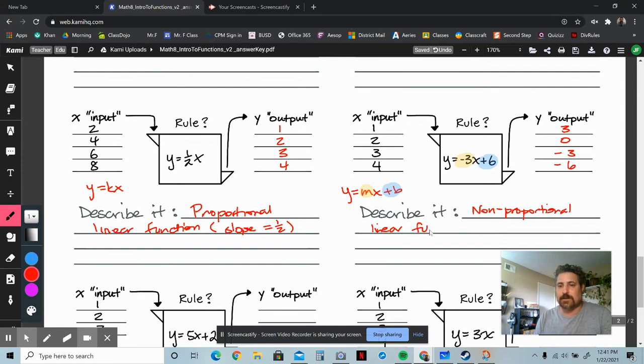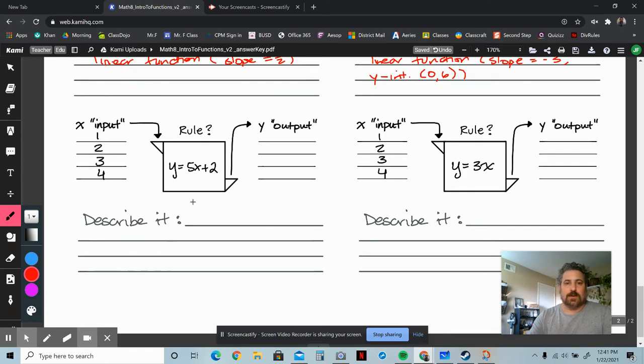And it's still a function because, as we talked about, for every x, there's only one y. Every time you put a 1 in, you're going to get a 3 out. So the slope of this particular linear function is negative 3. And the y-intercept for this particular linear function is the value of 0, 6. Okay, and that is your y-intercept.